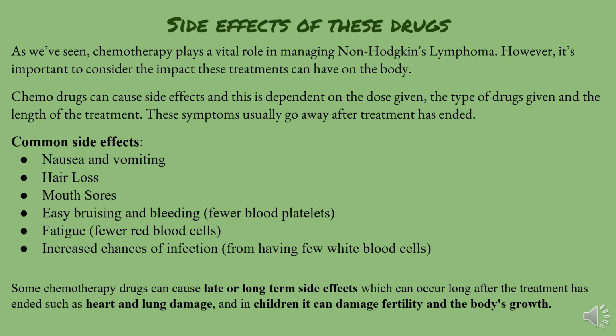Common side effects are nausea and vomiting, hair loss, mouth sores, easy bruising and bleeding due to fewer blood platelets, fatigue due to fewer red blood cells, and an increased chance of infection from having fewer white blood cells. Some chemotherapy drugs can cause late or long term side effects, which can occur long after the treatment has ended, such as heart and lung damage. And in children, it can damage fertility and the body's growth.